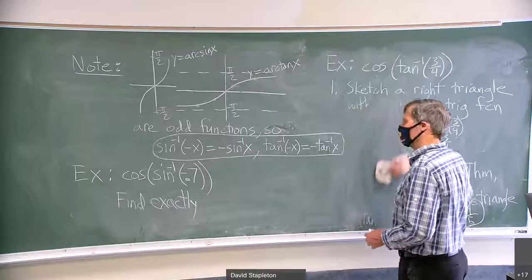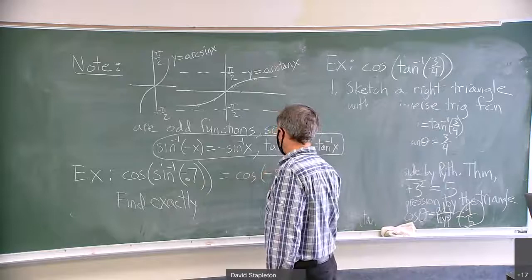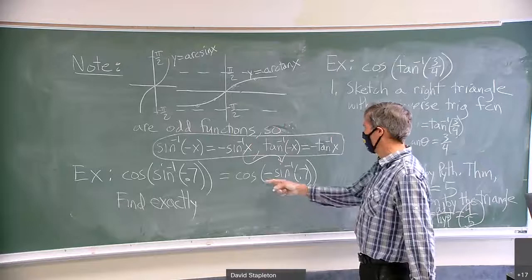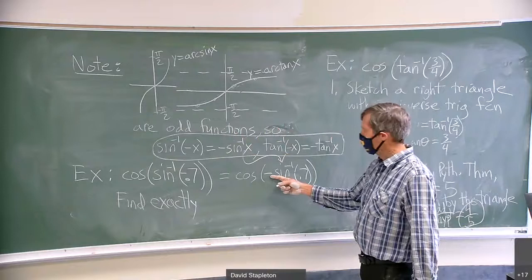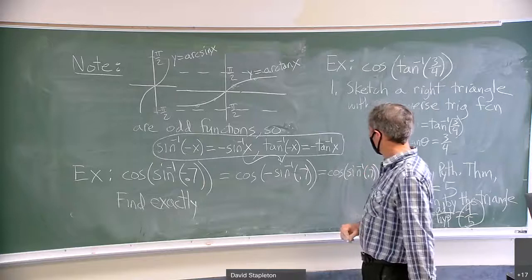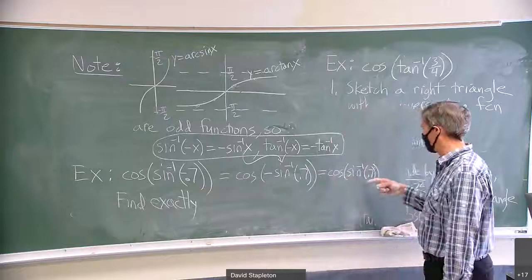What you can do is use your odd property and say this is the cosine of minus the arc sine of plus 0.7, right? Because sine is odd, arc sine is odd. Now the cosine of minus an angle is what? Cosine is an even function. This isn't arc cosine, it's cosine. Cosine is even, the minus goes away. There it is. Instead of calculating the cosine of the arc sine of minus 0.7, I can just calculate the cosine of the arc sine of plus 0.7. Easy. Now it's on a triangle, right? Wait a minute, how do I put 0.7 in here?